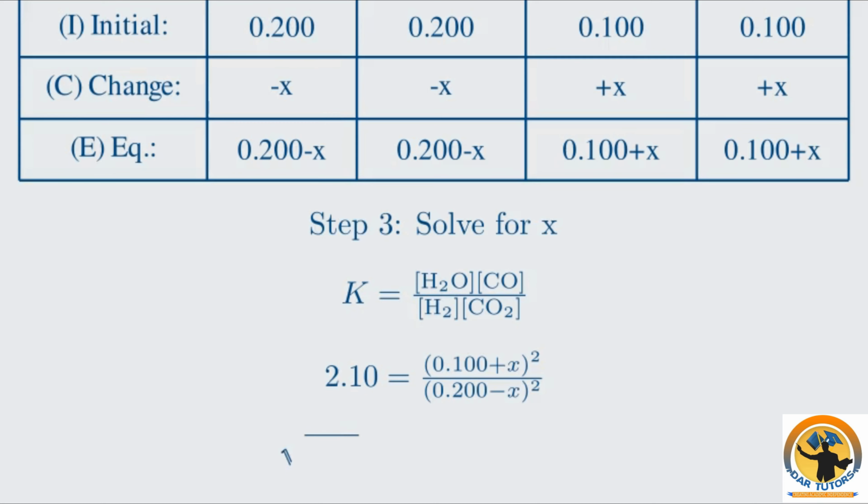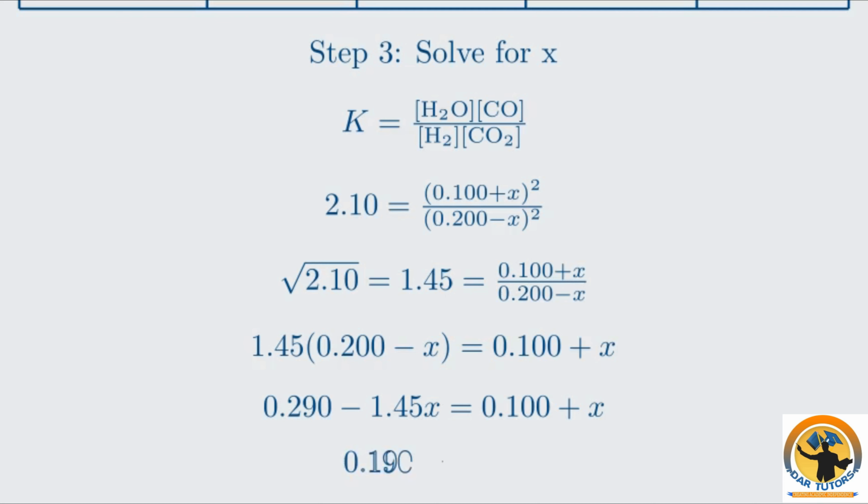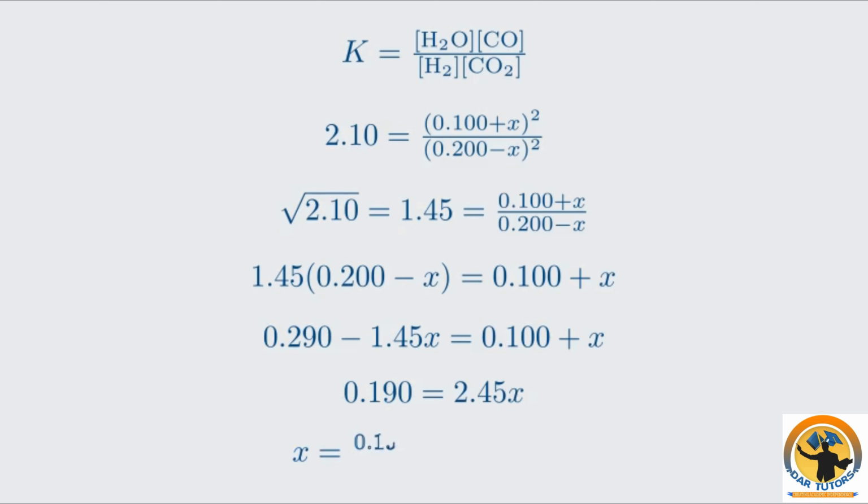This is another perfect square scenario. Taking the square root of both sides gives 1.45, the square root of 2.10, equals (0.100 plus X) over (0.200 minus X). Let's solve for X. Rearranging gives 0.290 minus 1.45X equals 0.100 plus X. Grouping terms gives 0.190 equals 2.45X. So X is approximately 0.0776 M.